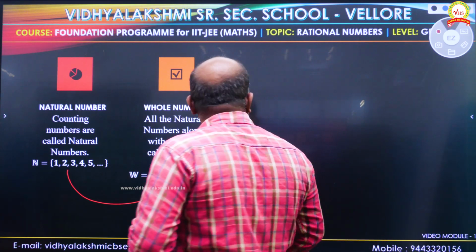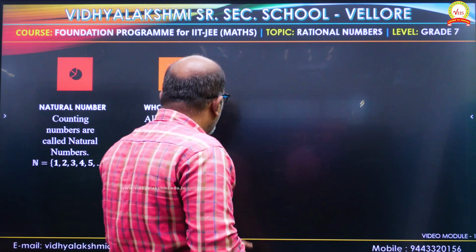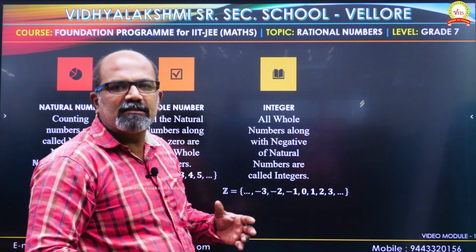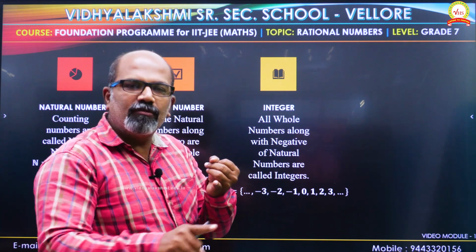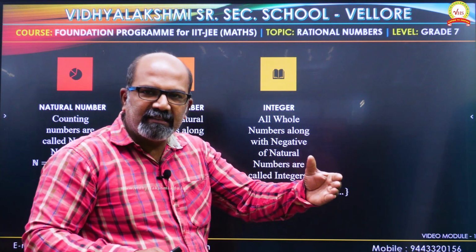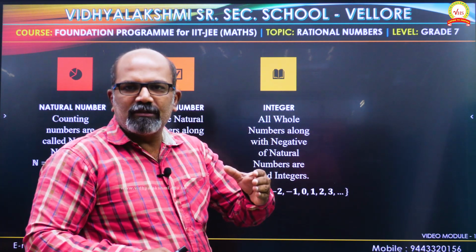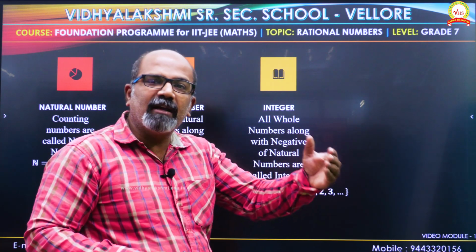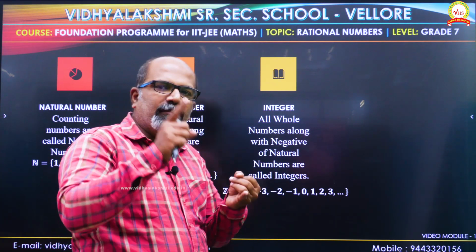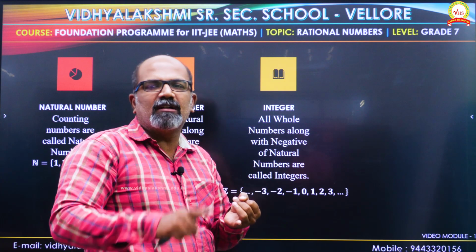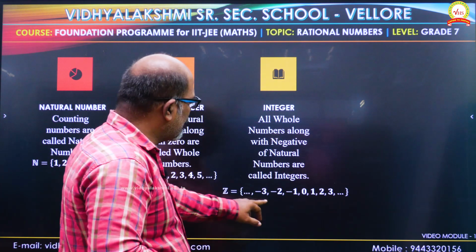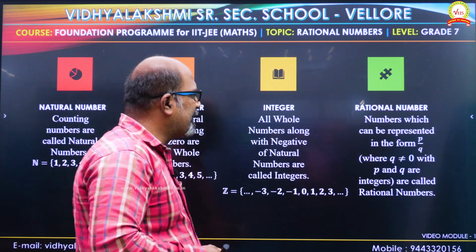Then the next category that we study is integers. Integers include positive natural numbers, that is plus 1, plus 2, plus 3, and negative natural numbers also, minus 1, minus 2, minus 3, minus 4, and also 0. So integers include all the positive natural numbers and negative natural numbers along with 0.